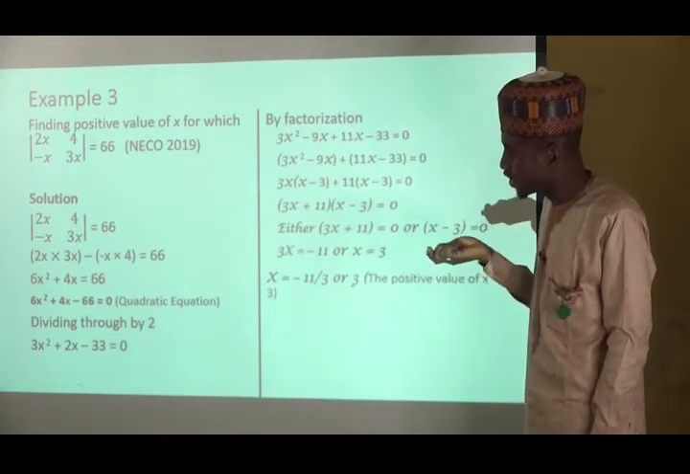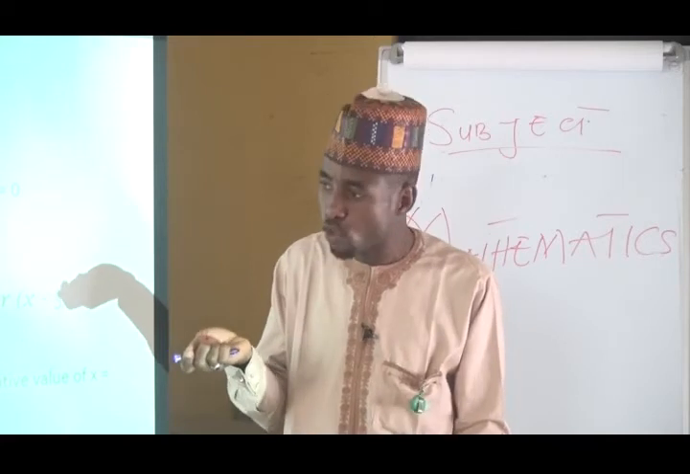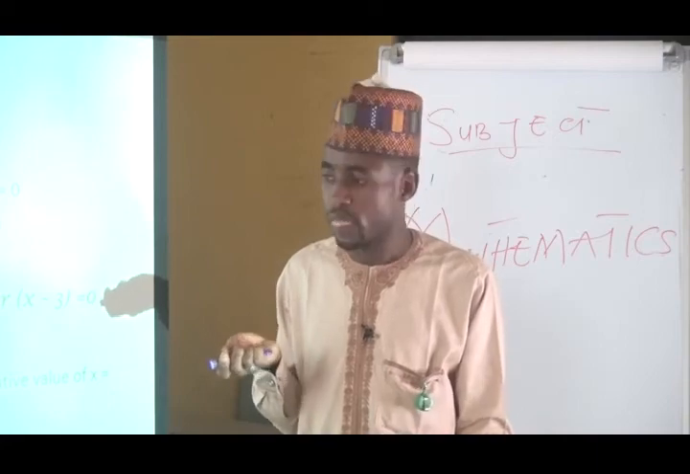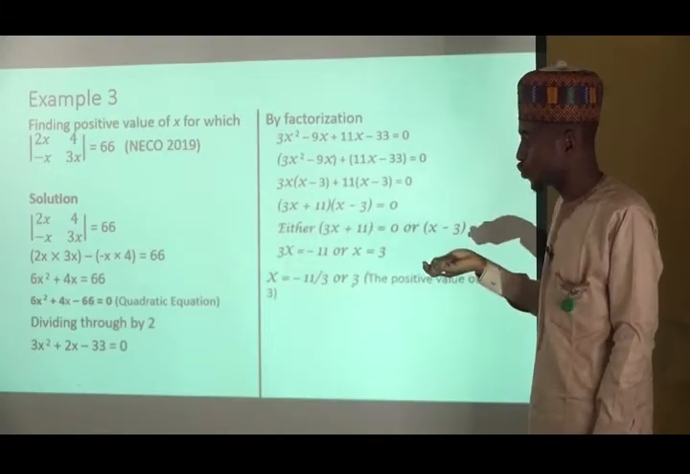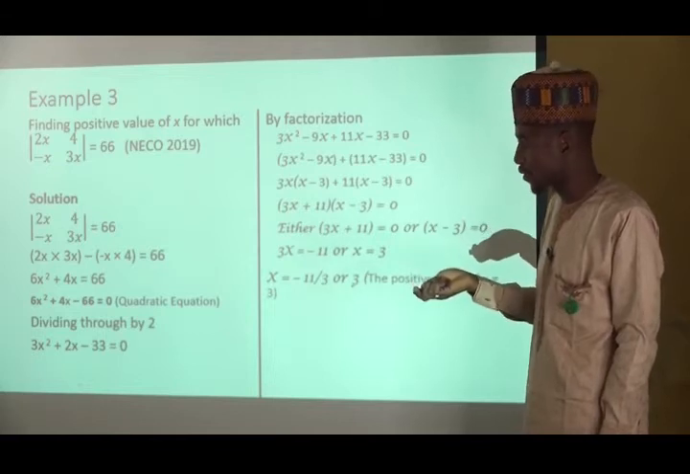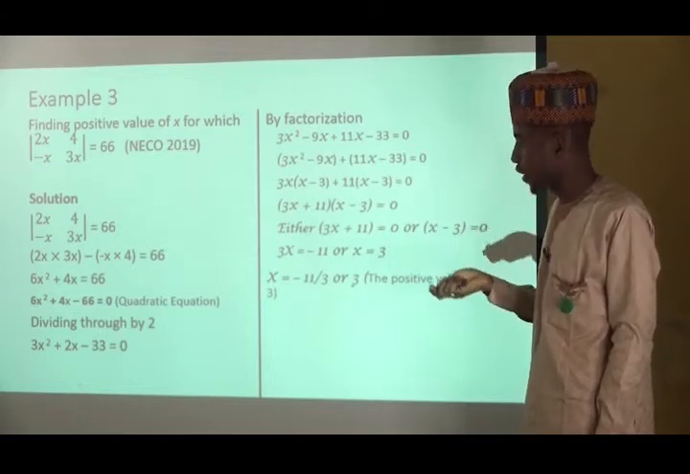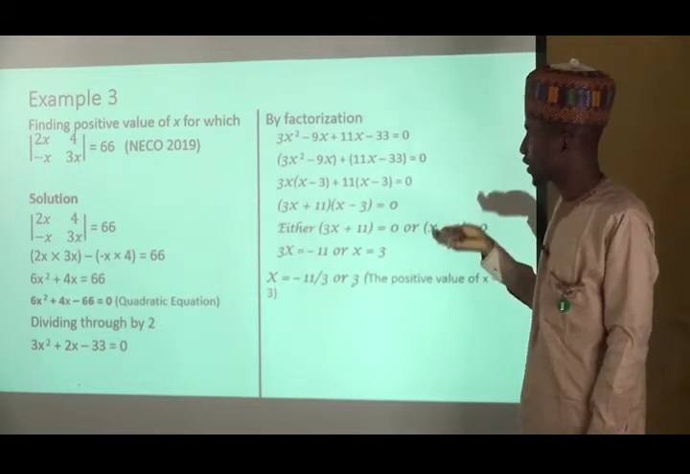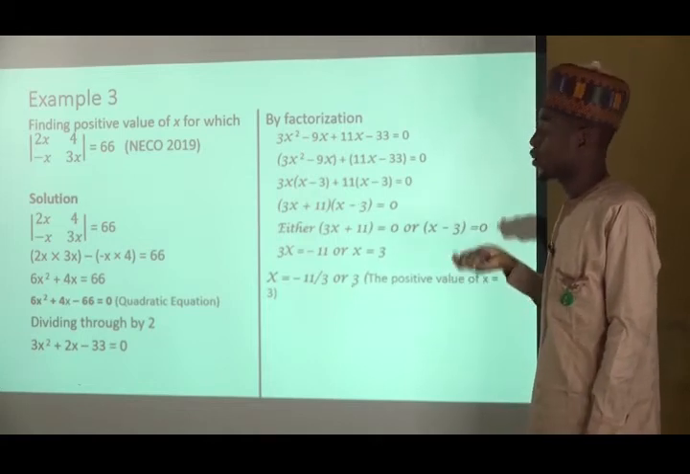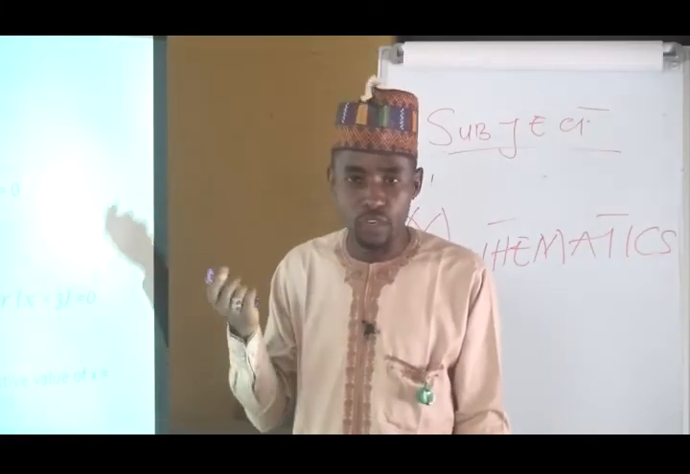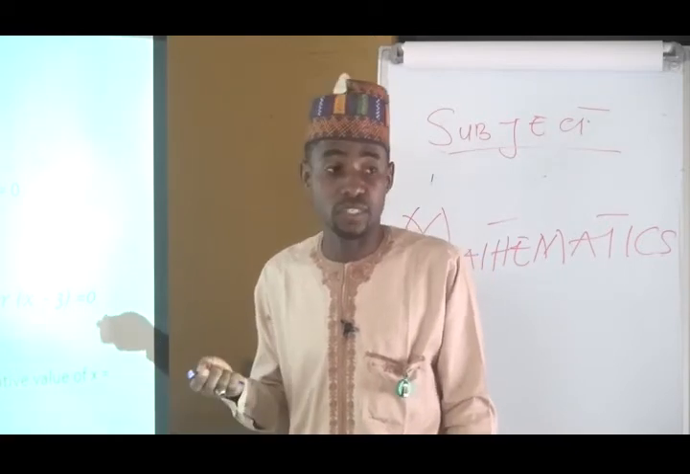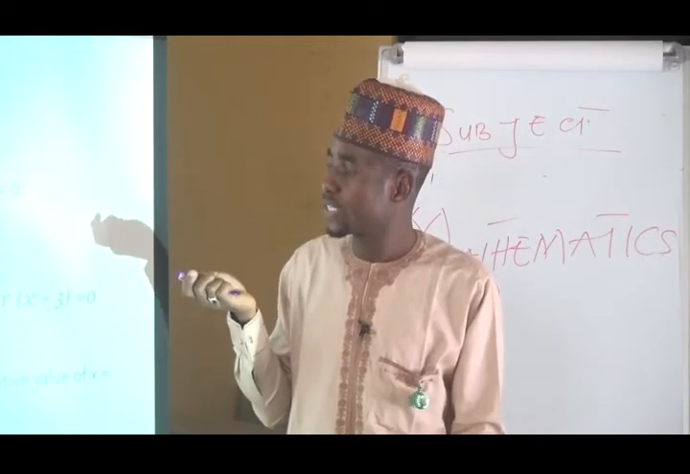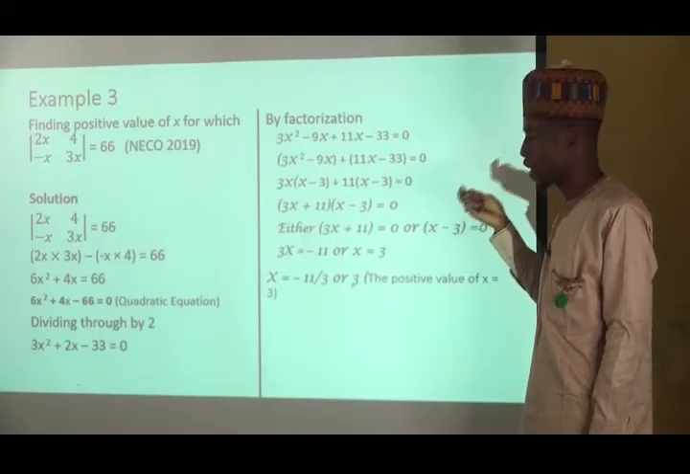Now we can simplify this equation because 2 is common. 2 can go into 6, it can go into 4, and it can go into 66. Therefore, when we divide through by 2, 6 will reduce to 3, 4 will reduce to 2, and 66 will reduce to 33. Now, we use the factorization method. Remember I said you can use the completing the square method, the formula method, or the graphical method. Now by factorization, 3x squared minus 9x plus 11x minus 33.